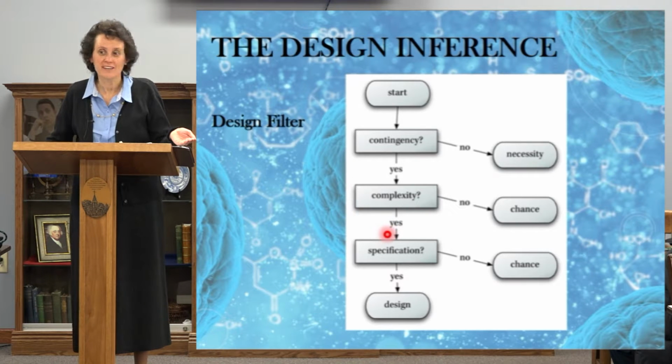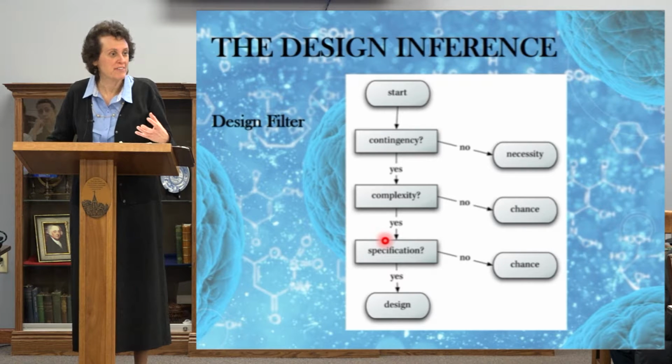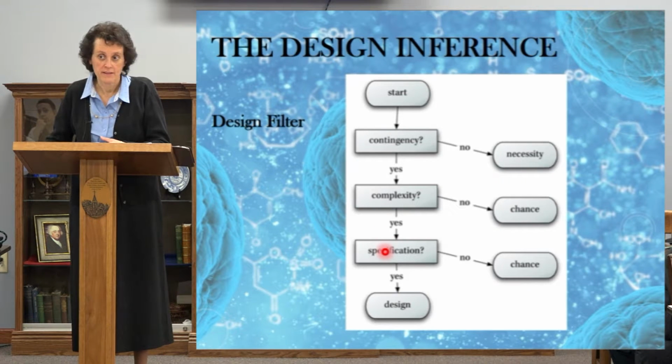A snowflake is not a contingency. It happens all the time without intelligent design. So do crystals, but they have a different kind of complexity. That's why we need the third stage of the filter, specification. Snowflakes are complex, but they're not a contingency, and they're not specific.